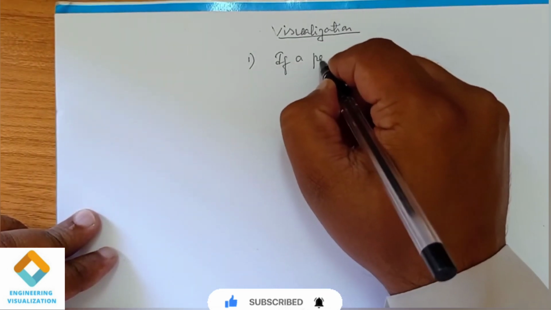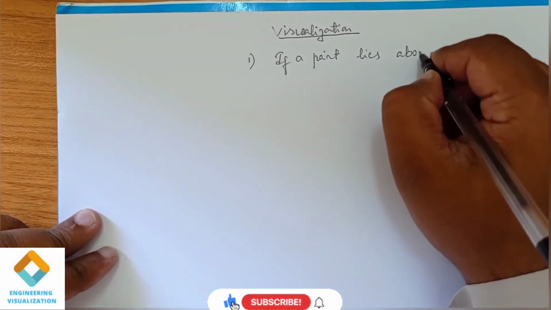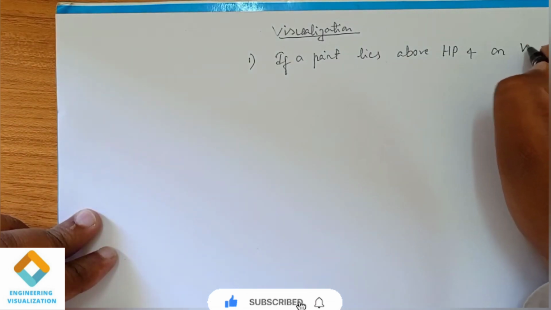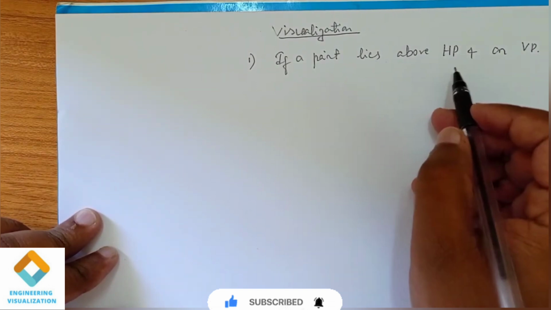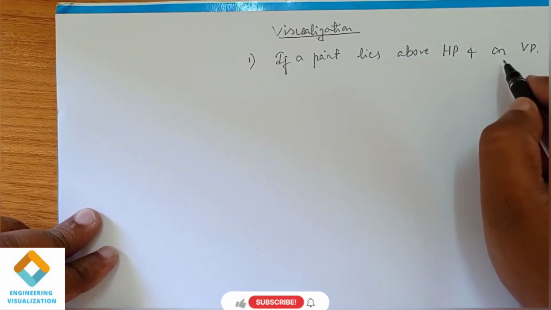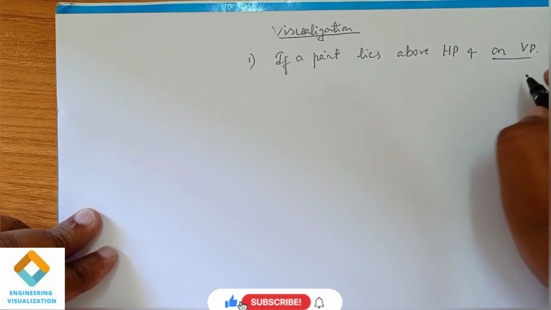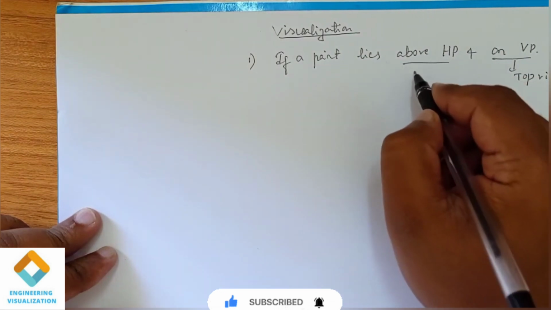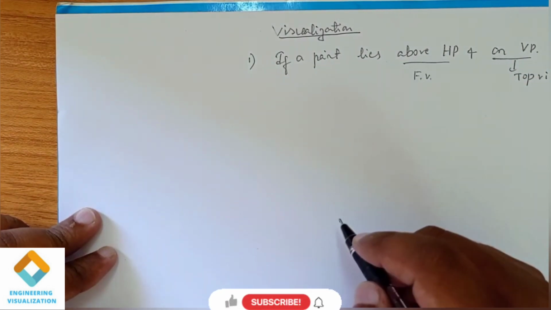If a point lies above HP and on VP. Okay, so if a point lies above HP and on VP, you will be hearing this word, on VP, for the first time. So remember, on HP means it is top view. Above HP means we know that it is front view. So we need to find out where the front view is lying.